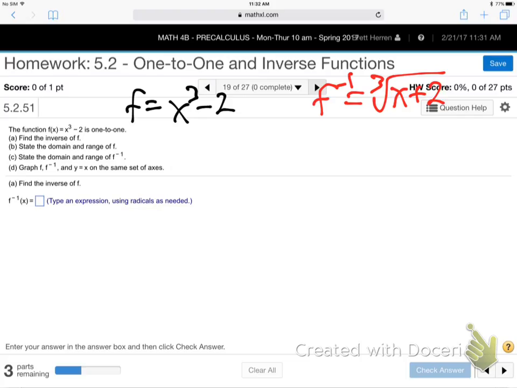It's the inverse function. So anyway, now what they want me to do is domain and range and all that stuff. You guys know how to do all that.